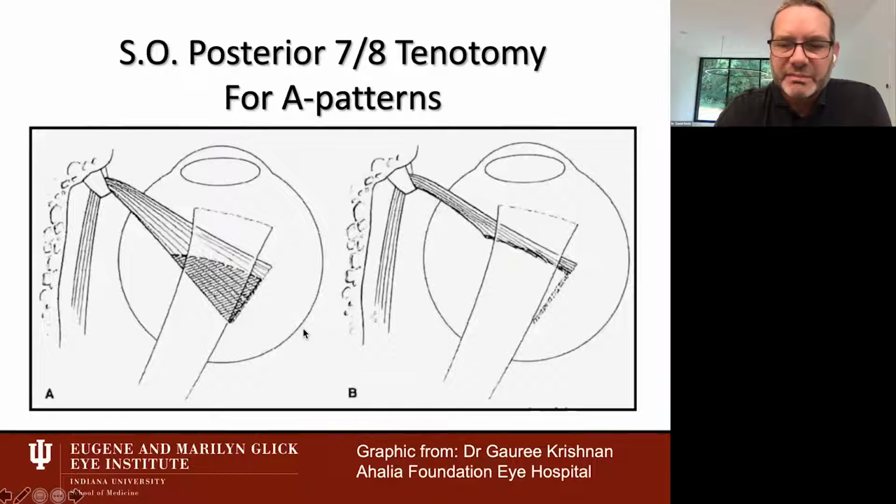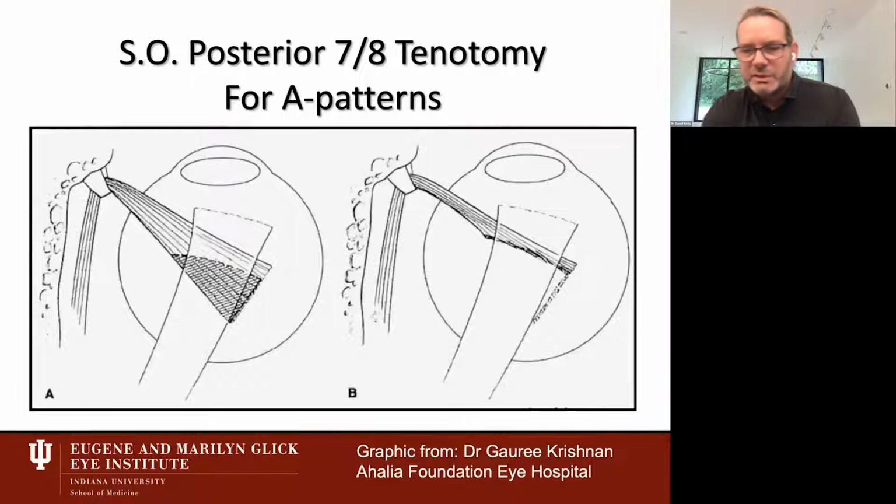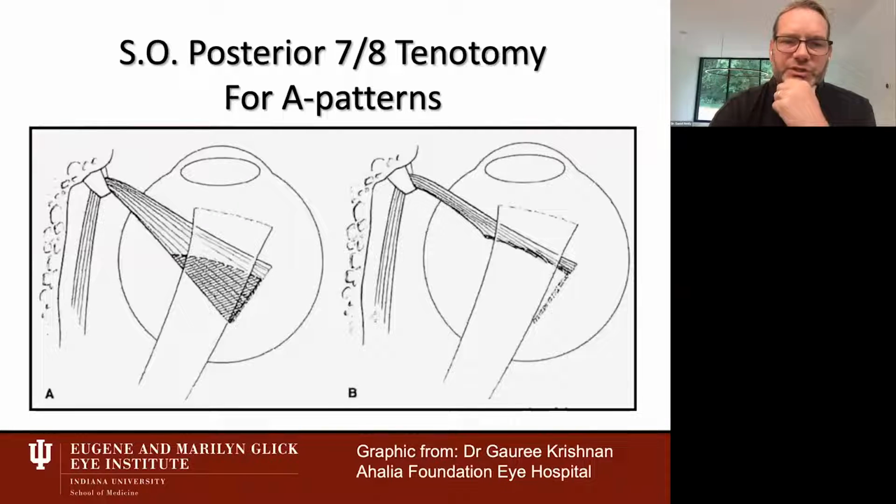So 7/8 tenotomy, I borrowed this graphic from this Dr. Krishnan, but it's a nice illustration of a posterior 7/8 tenotomy. And this is, again, when you're weakening the superior oblique, you're generally treating an A pattern. So again, this goes back to the patient from Japan with an A pattern.